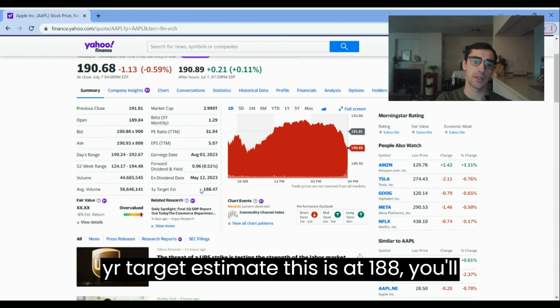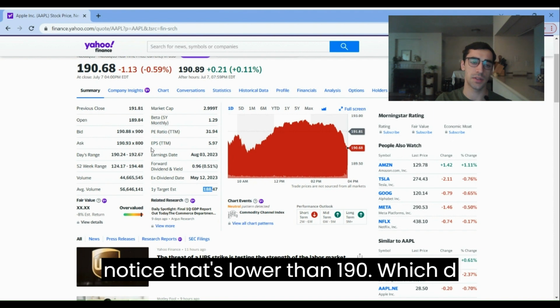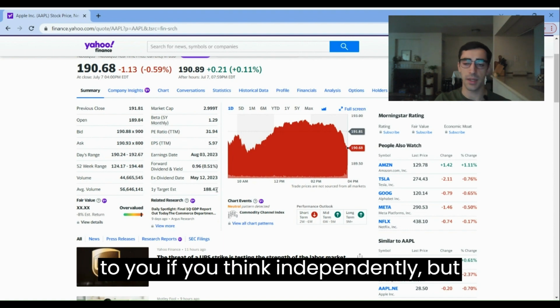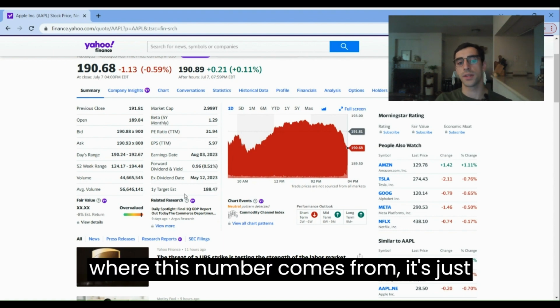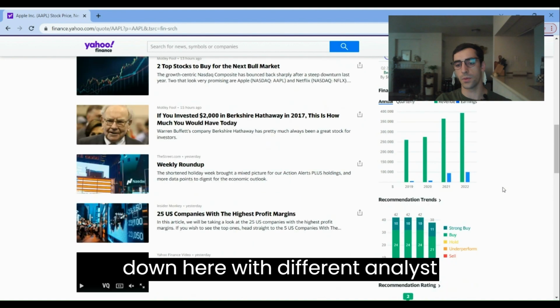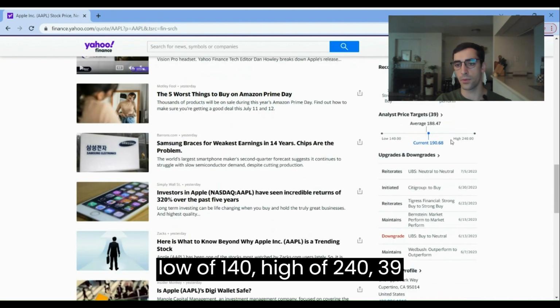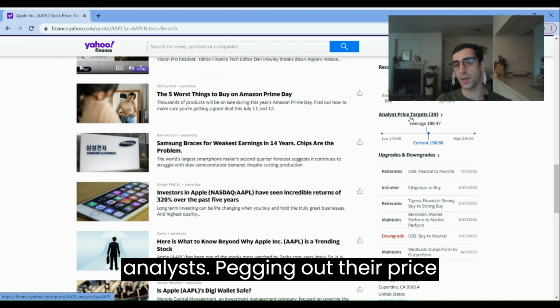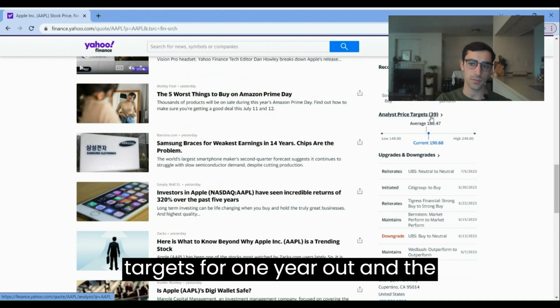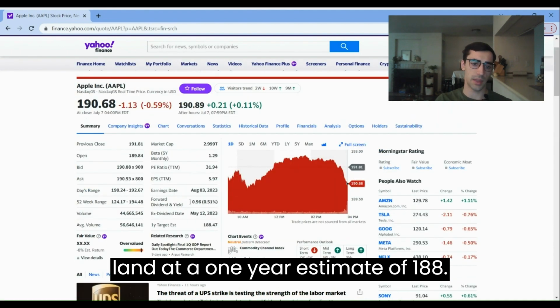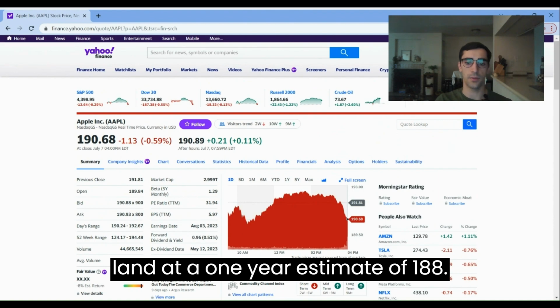Then the 1-year target estimate, this is at 188. You'll notice that's lower than 190, which doesn't necessarily have to mean anything to you if you think independently, but where this number comes from is just down here with different analyst expectations and price targets. See a low of 140, a high of 240, 39 analysts pegging their price targets for 1 year out, and the average is 188. And that's where we land at a 1 year estimate of 188.